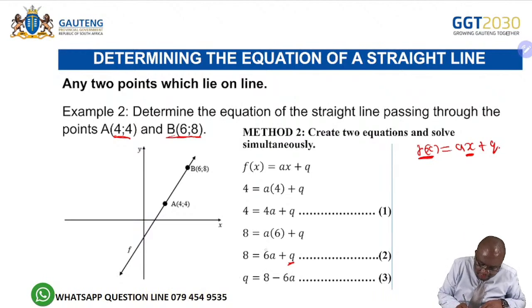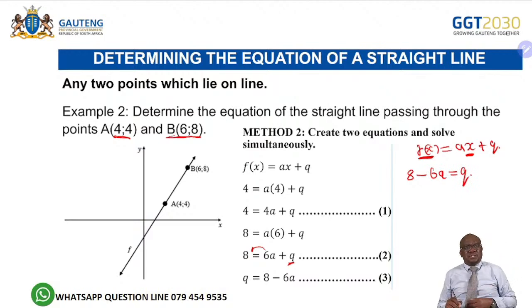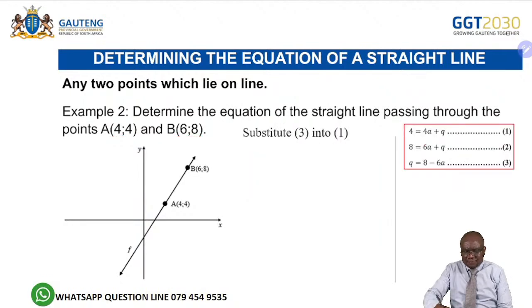So we just brought 6a to this side. It becomes 8 minus 6a is equal to q. And then it can be written like that: q is equal to 8 minus 6a. That's equation 3. And then what do we do with these 3 equations? We have equation 1, equation 2, and equation 3.